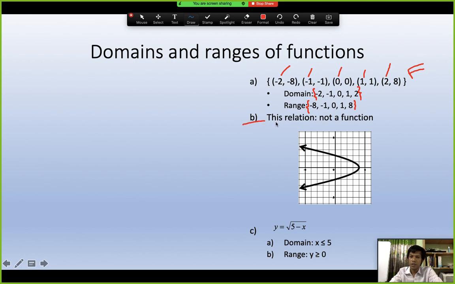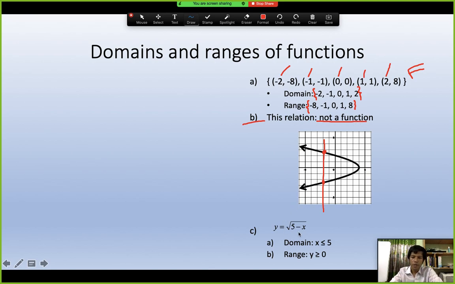Question B, is it a function? Actually, you will see that if we draw a vertical line, our vertical line crosses the graph at two different points. So this is not a function. If it is not a function, we do not have to find out domain and range. We will say that this is not a function.